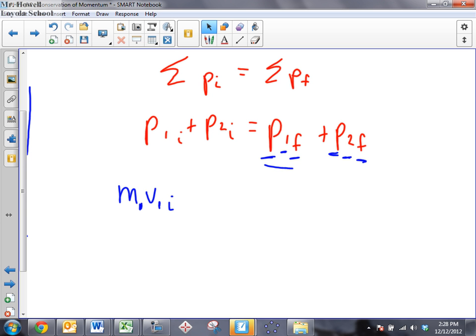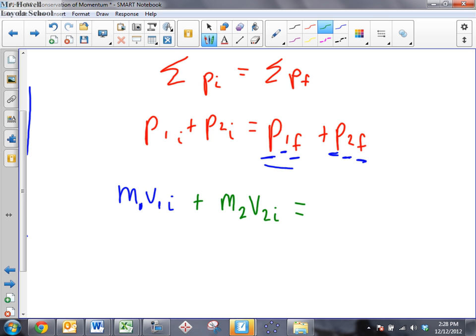And can't you just do MV1I? Yeah, but M1 and M2 are different objects, you need to specify. It's like a soccer ball or these two, don't they have different masses? So you need to call one M1 and call one M2. Next, the momentum of the second object initially: we have the mass of the second object times the velocity of the second object initially.